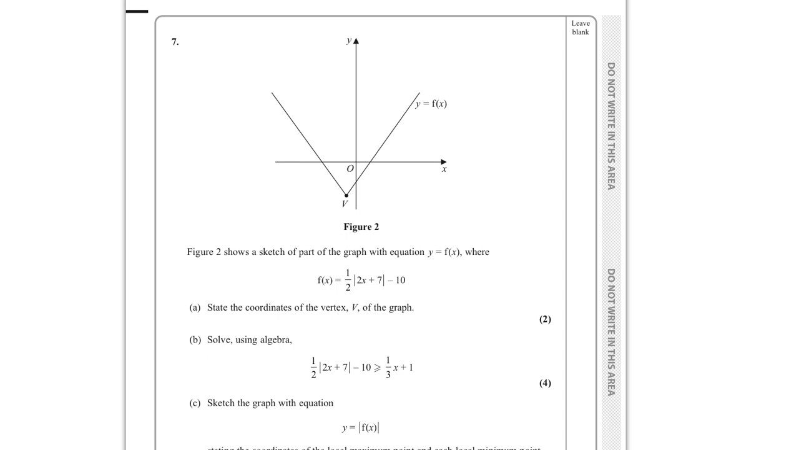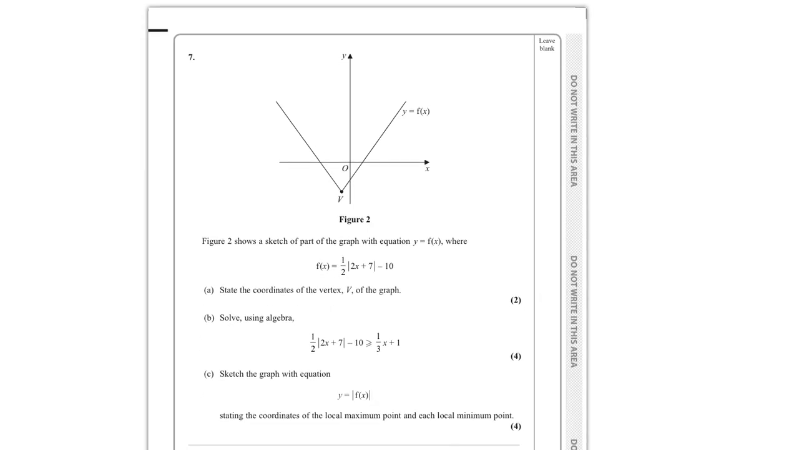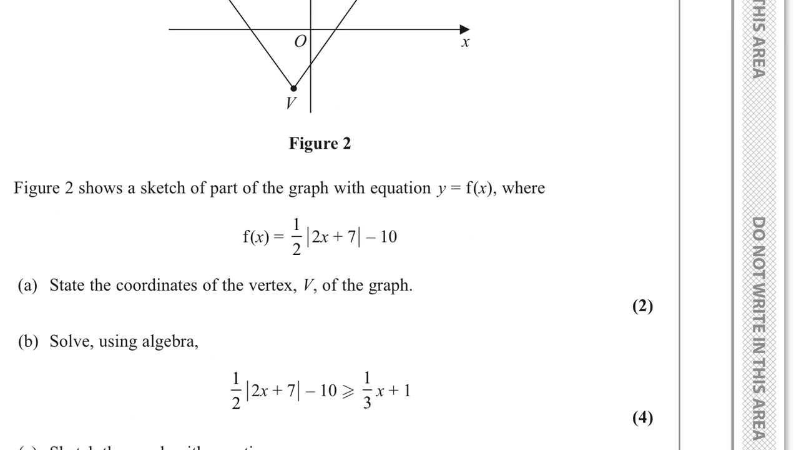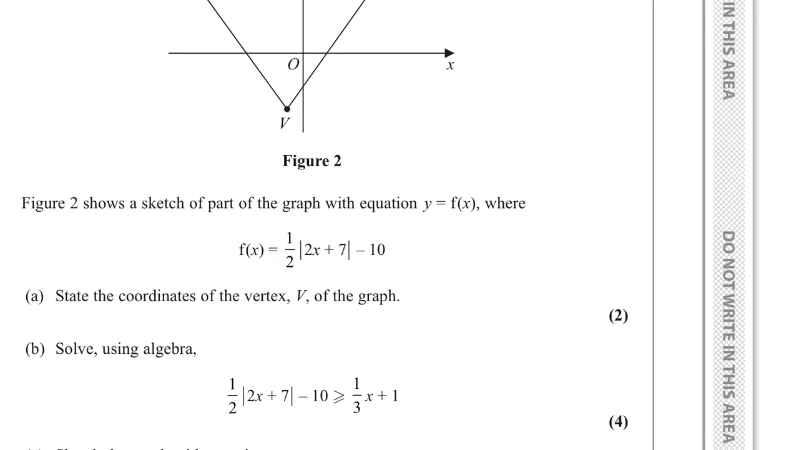Okay, question 7. So we have a nice functions and modulus question. Here we see a sketch of part of the graph, and it says state the coordinates of the vertex. Now, the vertex is what makes this modulus 0. This is when x is minus 7 over 2, and that is at the point where y is minus 10. So the coordinates are (minus 7 over 2, minus 10). So that's nice and easy.